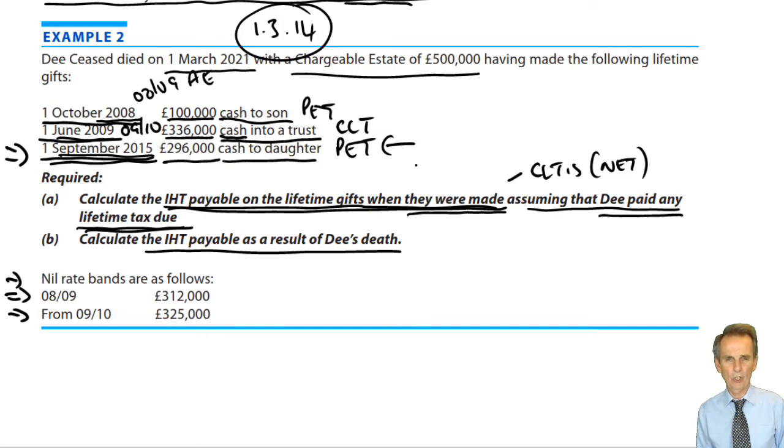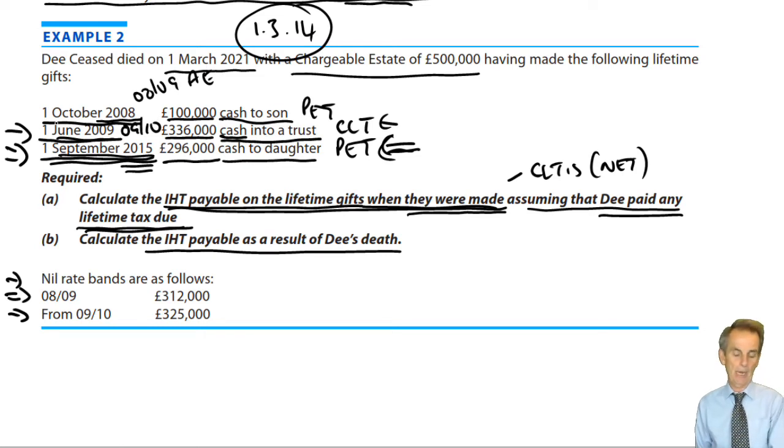The PET was not chargeable when made, was not chargeable on death, doesn't affect any of the IHT computations. But the June 09 cash into trust, that CLT, though more than 7 years from date of death and not taxable, is within the 7 years of that subsequent PET that does become chargeable on death. So when it comes to taxing that chargeable transfer, whatever that amount is on that PET for September 15, we know that we have to reduce any available nil rate band by however much of it has already been deemed to be used against the June 09 CLT.